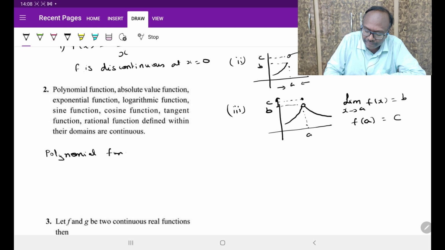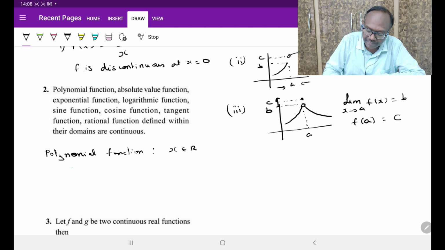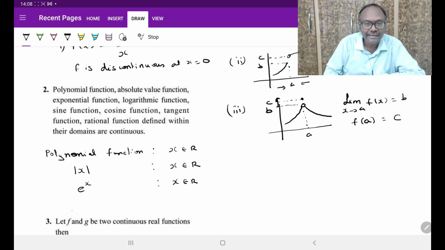Polynomial function. So find the interval in which the polynomial function is continuous. x belongs to R because that is the domain. Absolute value function, modulus of x. Now this function also has the domain R, so it is continuous for all x belongs to R. Then exponential function, e power x. Again the domain of this is R, therefore we can say that x belongs to R is the interval in which e power x is continuous.